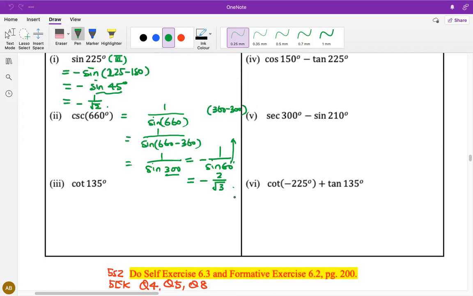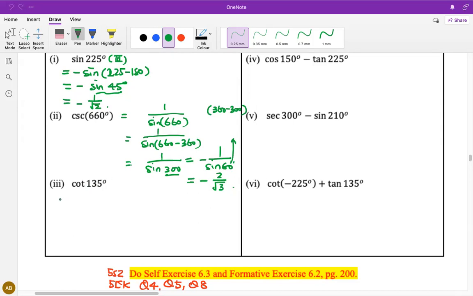Okay, correct. Cotangent 135, right? Of course if you use a calculator, the answer will be in decimal, so it won't give you a negative 2 over square root 3. If you use a calculator to calculate, of course you won't get any marks, because we know that you used a calculator to get the answer, right?